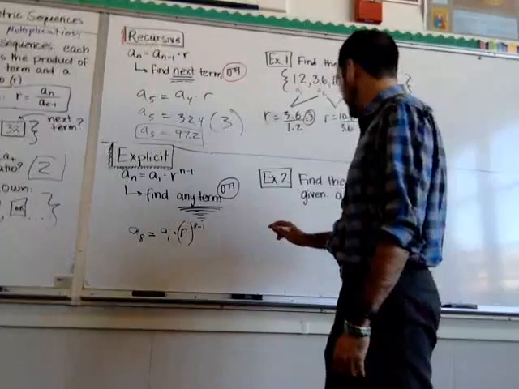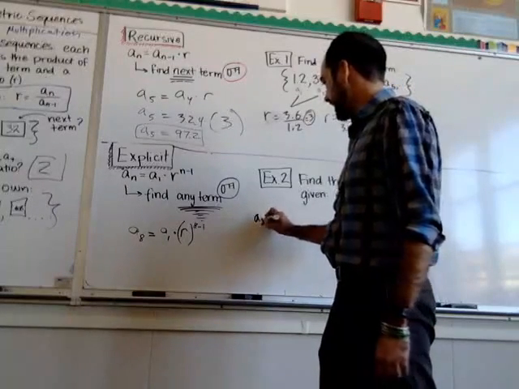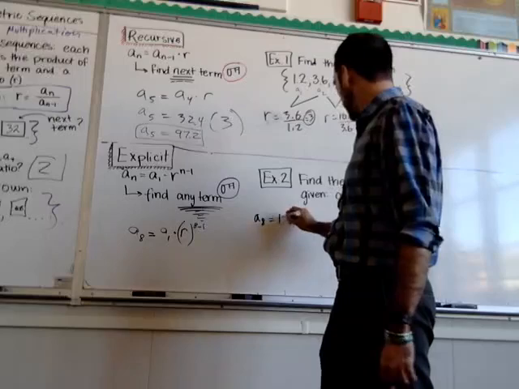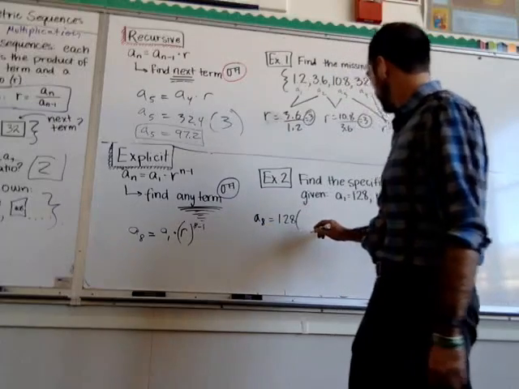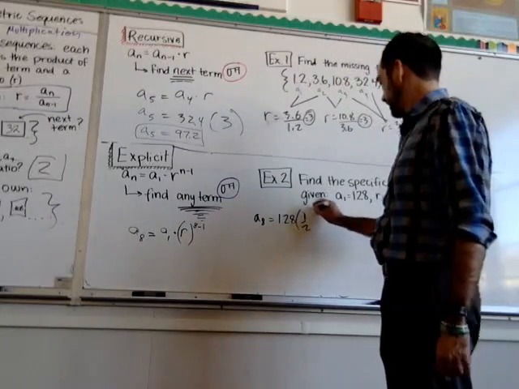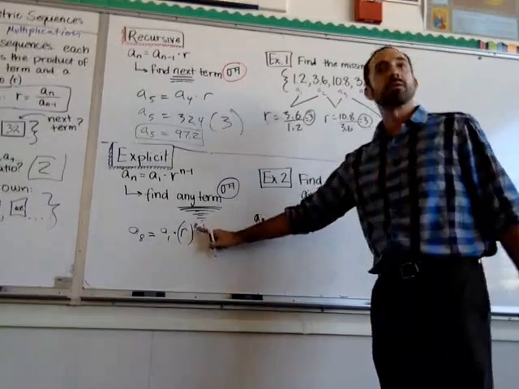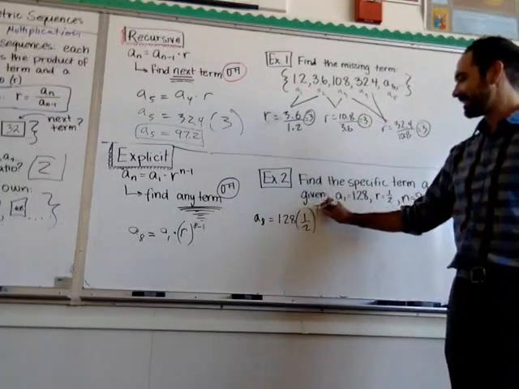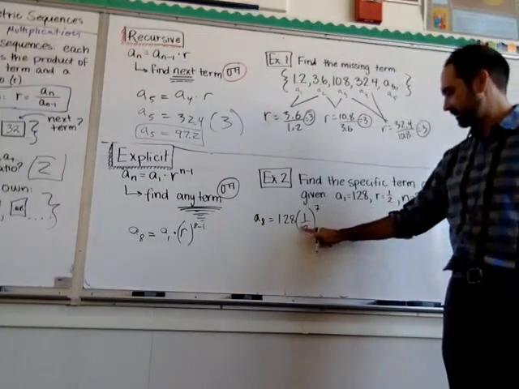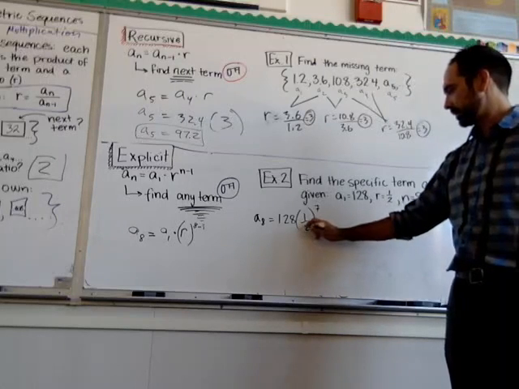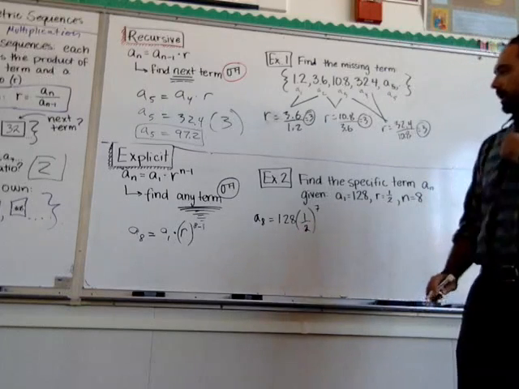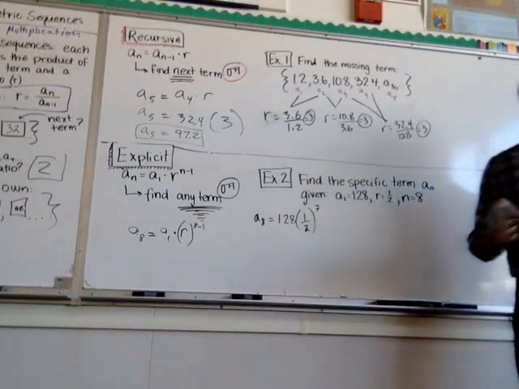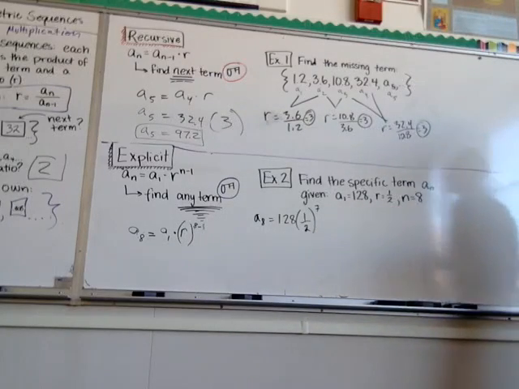So let's now fill in the blanks for this. a sub 8 is equal to 128 times 1/2. What is 8 minus 1? 7. It's not the hardest arithmetic you have to do. It's to the 7th power. And what is 1/2 to the 7th power? 1/128.